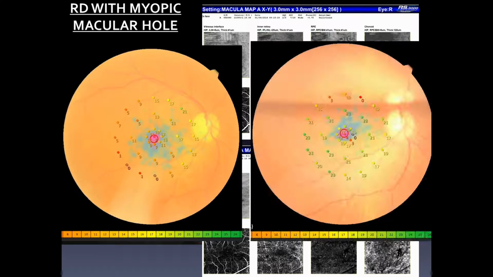You see after the surgery, at 1 month follow-up, complete restoration, not only anatomical but also functional. You see the gas bubble after 1 month of follow-up. The hole was completely closed, and also the sensitivity was completely restored.